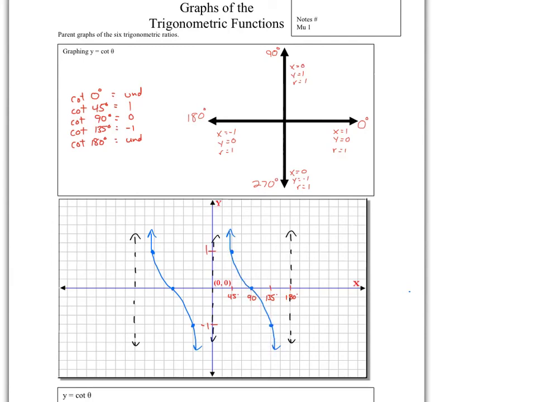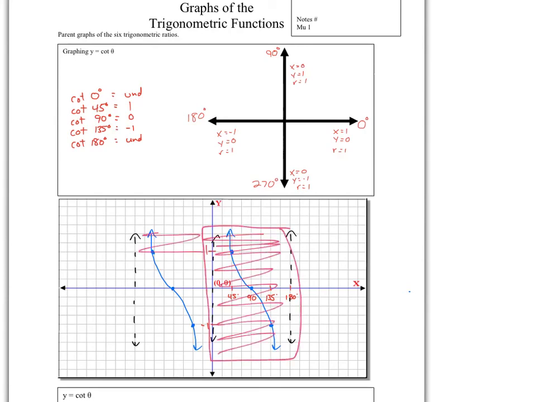Tangent and cotangent, their period length is 180 degrees. That's their horizontal length before they repeat themselves. If you look at this portion here from 0 to 180, this is the entire graph. It repeats itself over here, and it would again over here, and it would again over here. It continually repeats itself forever, going from left to right. That's a periodic function. These are all periodic functions.